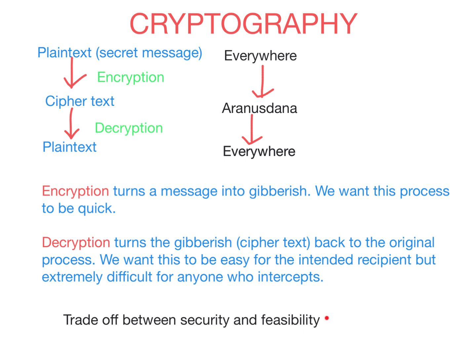Now, in cryptography, there's always a trade-off between security and feasibility. We need to make encryption fast, and we need to make decryption fast, but only for the intended recipient. See, the thing is, I could easily turn this into some random text. I could just randomly replace these letters with characters. But if there's no sort of pattern to it, how is the person going to decrypt it? So that's what we're going to be looking at in this topic.